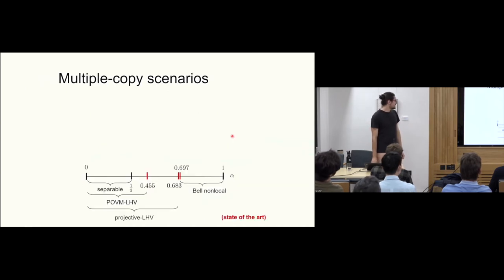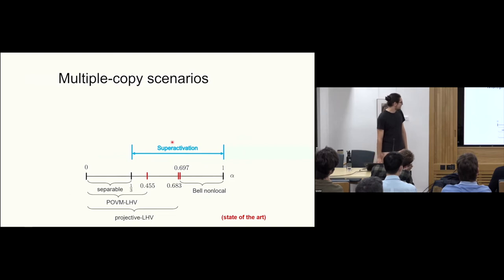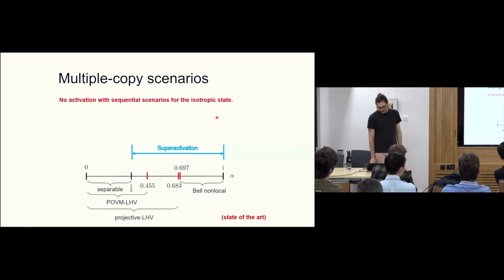So now I'm going back to this axis. Superactivation is the parallel copies. With this, you can saturate the whole range of entanglement for this class of states. It doesn't hold for all states, but for the Werner states, it's true that you can saturate the range of entanglement. And hidden non-locality doesn't give you any advantage for the state. It's not on the graph because you get no activation with it. It's what I say in red.